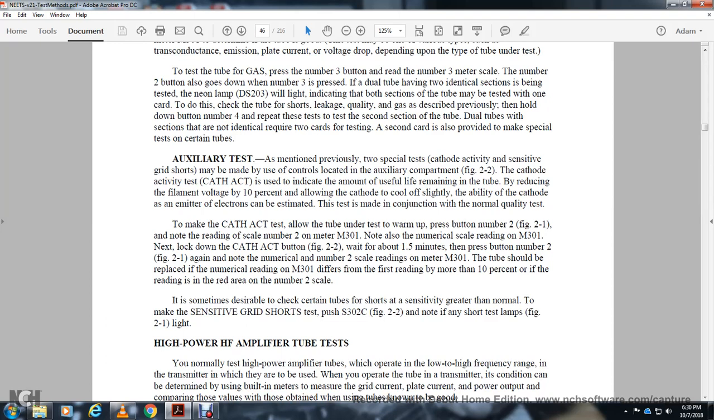If the reading is in the red area of the number 2 scale, sometimes the desired check for certain tubes is sensitive to shorts greater than normal, making sensitive grid shorts.